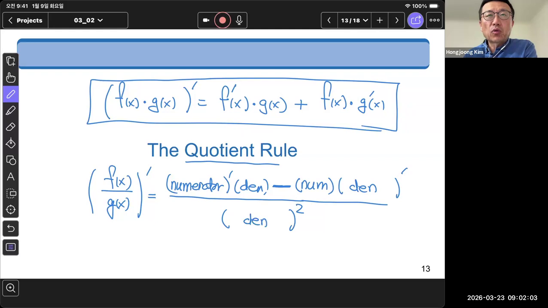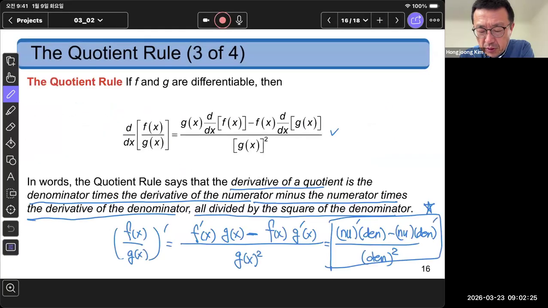So the quotient rule is a little bit complicated to remember, but somehow you need to memorize it. Okay? Or at least you need to write down this formula on your cheat sheet so that you can use it when such a function is differentiated. So we considered one example here in the example.